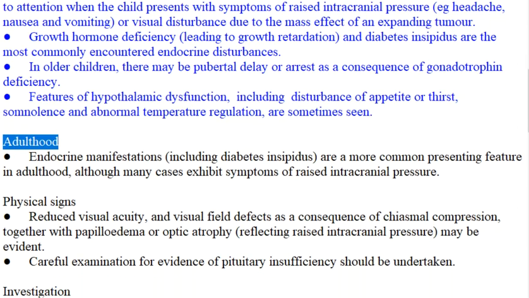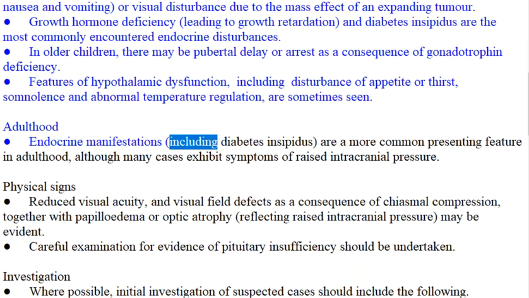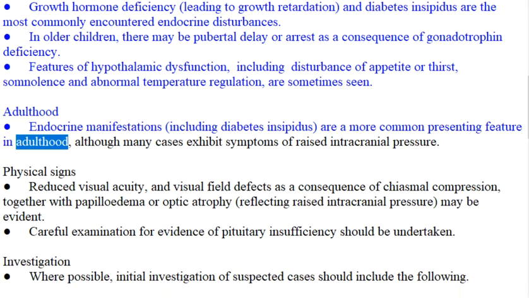Adulthood. Endocrine manifestations, including diabetes insipidus, are a more common presenting feature in adulthood, although many cases exhibit symptoms of raised intracranial pressure.